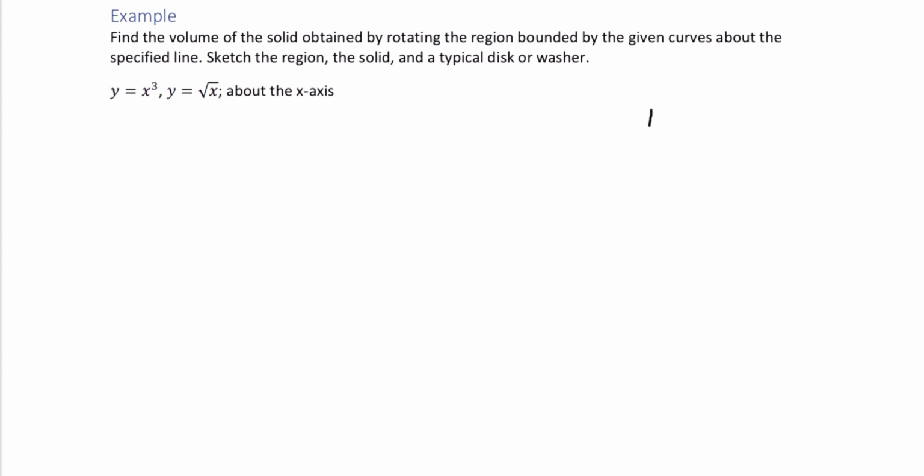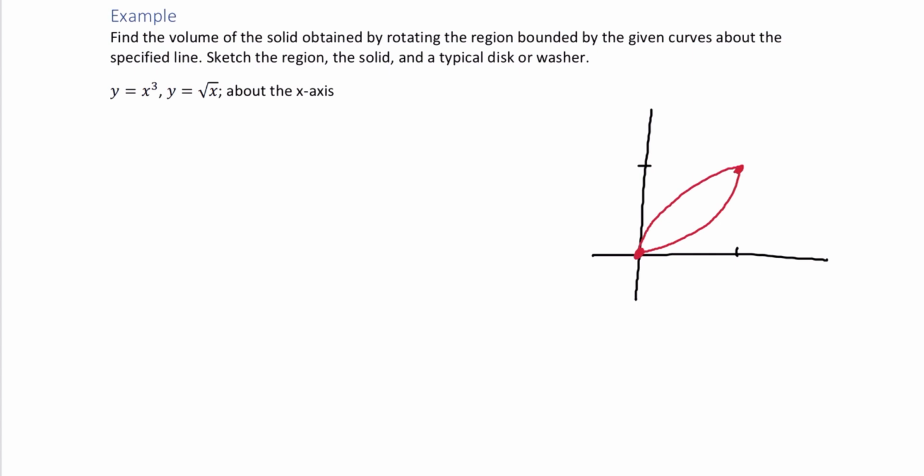Let's sketch this solid and then find its volume. We have the curve y equals x cubed. We know that that goes through the origin and the point (1, 1), and it looks something like this. And then we have y equals the square root of x, that also goes through the origin and the point (1, 1), and will look something like this.